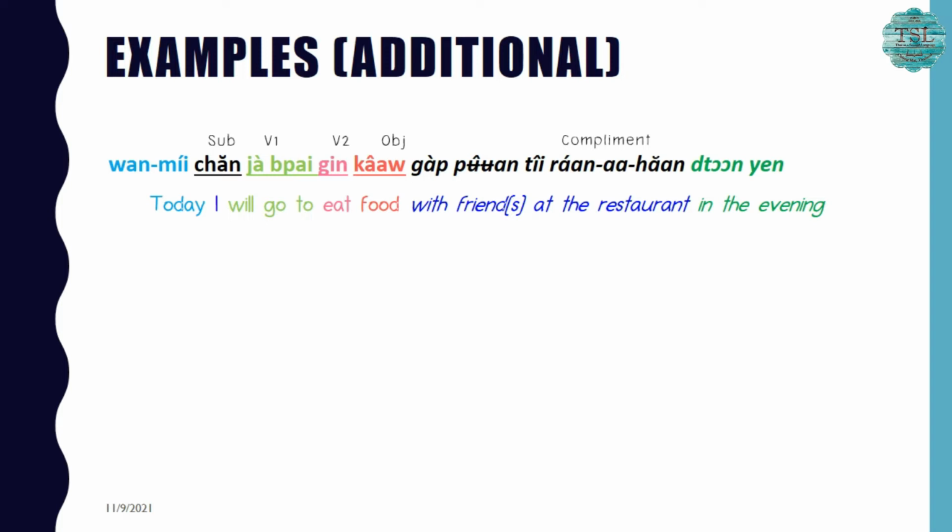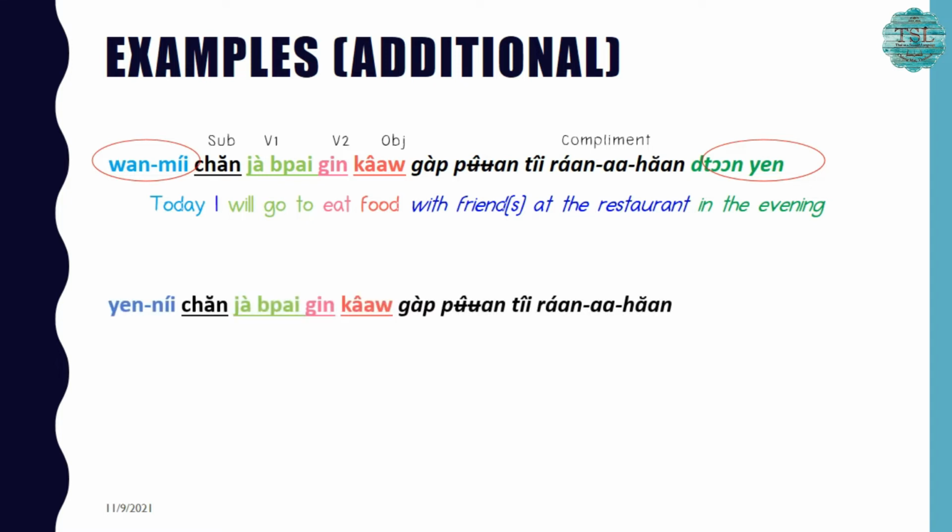So this sentence is วันนี้ฉันจะไปกินข้าวกับเพื่อนที่ร้านอาหารตอนเย็น, which literally means today I will go to eat food with friends at the restaurant in the evening, but you don't really know how many friends are there in the restaurant. So you can see that there are actually two adverbs of time in the sentence, which are วันนี้ and ตอนเย็น.